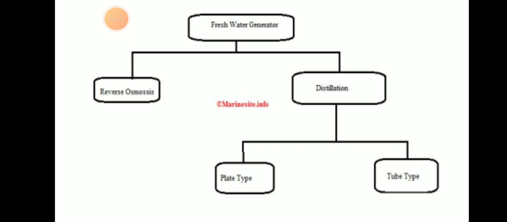Freshwater generators are divided into two: reverse osmosis and distillation. Reverse osmosis is used in passenger ships, and distillation is the method used mostly in cargo ships. This distillation is also divided into two: plate type and tube type.